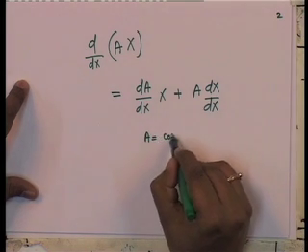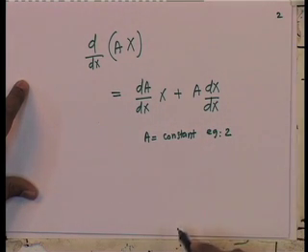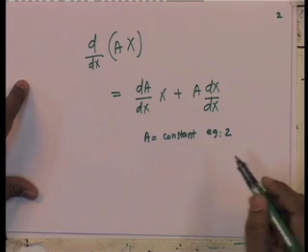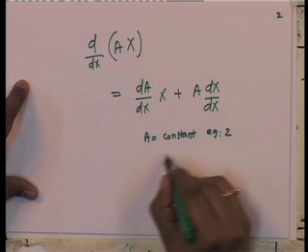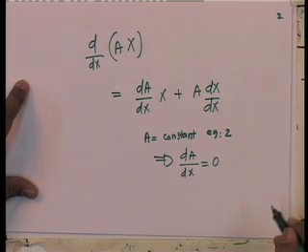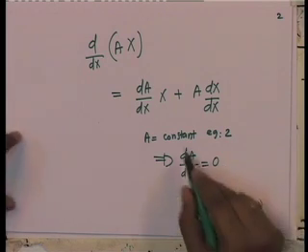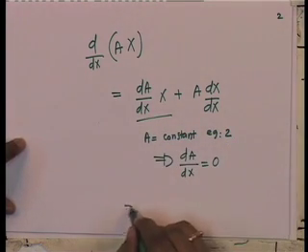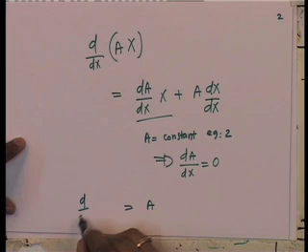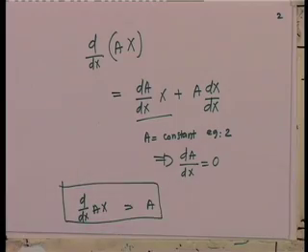Now, in our case a is a constant. Let us say a is just 2, then 2 does not change with x, 2 is just a constant. So, for dA by dx, if a is a constant, the change in a is basically 0, a cannot change because it is just a constant. So, dA by dx is 0. If this term becomes 0, then your answer is just a times dx by dx, which is 1. So, the answer is a. So, d by dx of ax is just a.